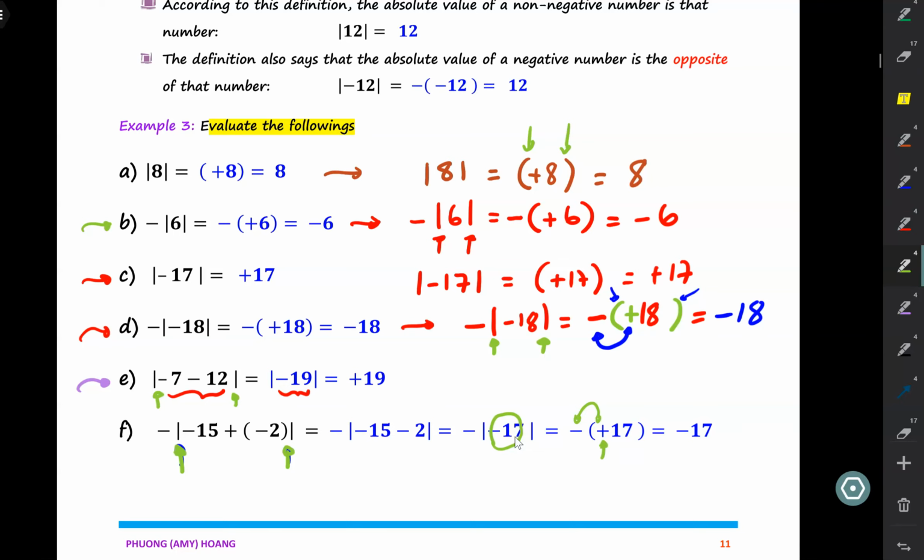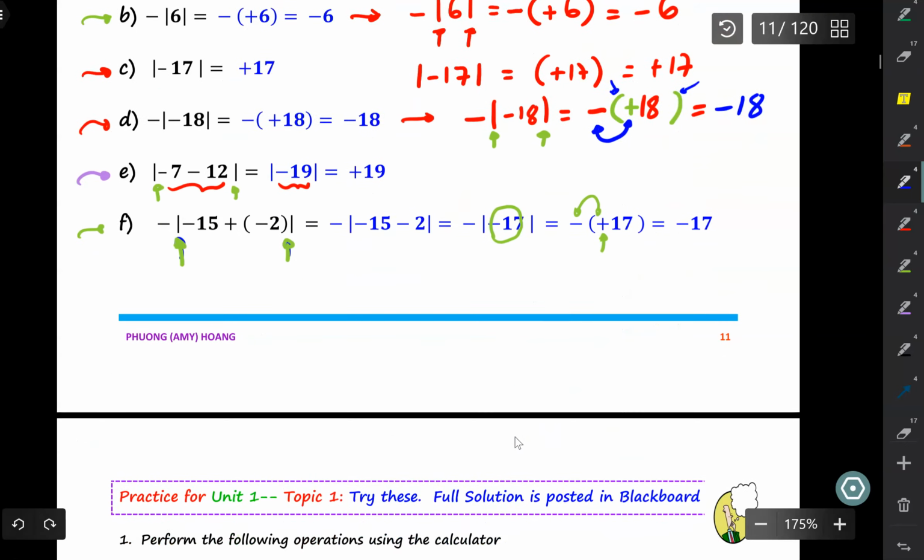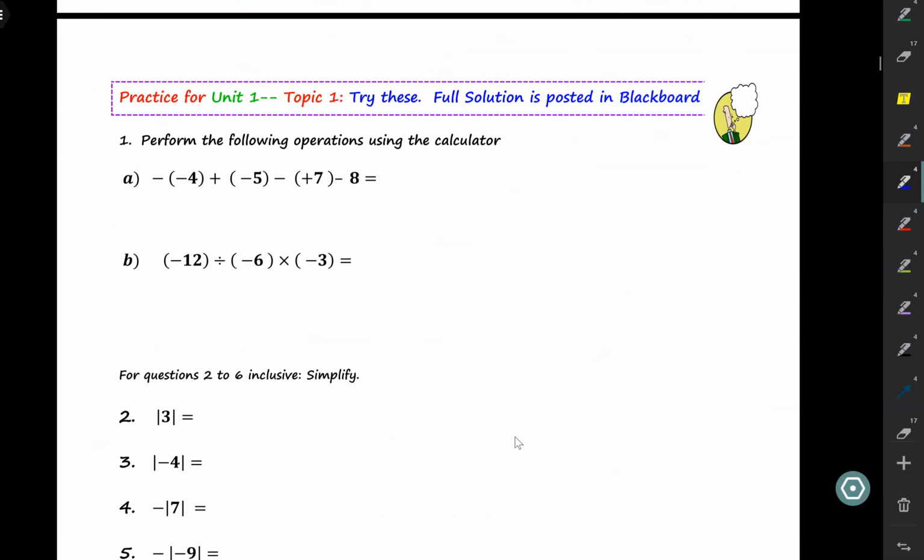Now I can see that negative times positive will make this a negative number. So it's pretty simple, but it's easy to make a mistake. Make sure that we remember this instruction. If you have to evaluate absolute values, and inside the absolute value notation you have an expression with an operation, then you need to perform the operation first, turn that into a single value, and then after that you can apply the definition of absolute value to take the absolute value away.